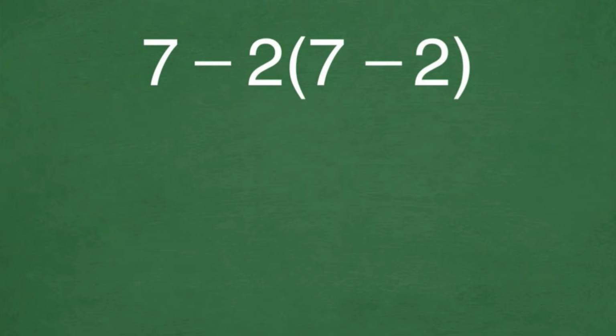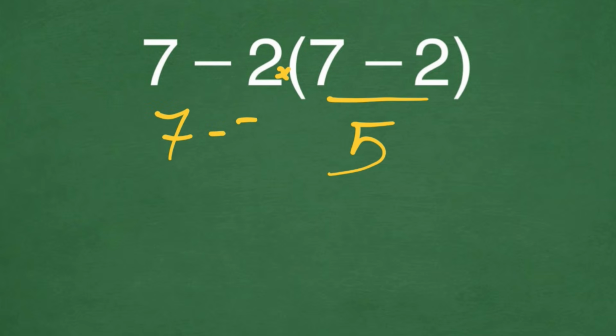So here we have parentheses, subtraction and multiplication. So if a number is placed next to parentheses, that means a multiplication. So keep that in mind. We have a multiplication as well. So 7 minus 2 gives us 5. And the problem becomes 7 minus 2 times 5.